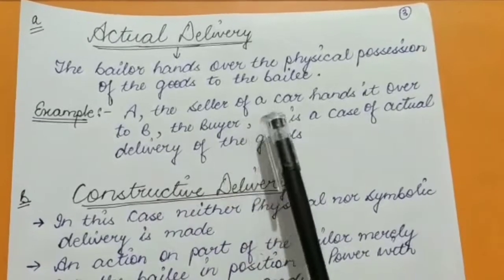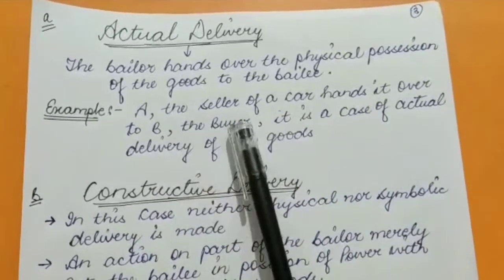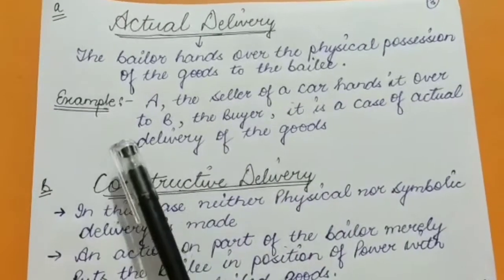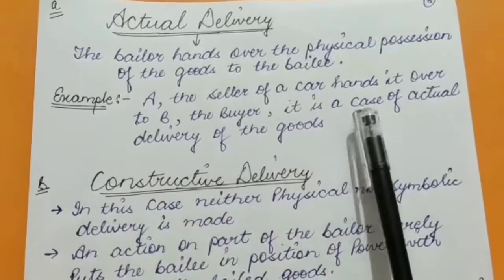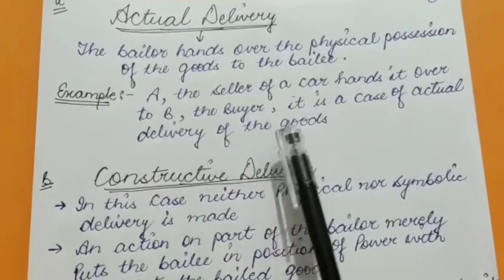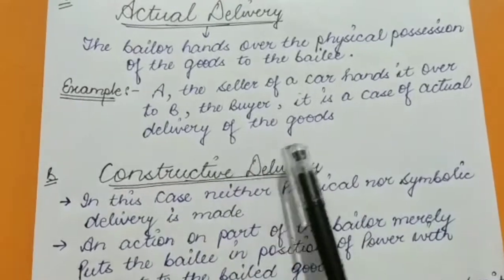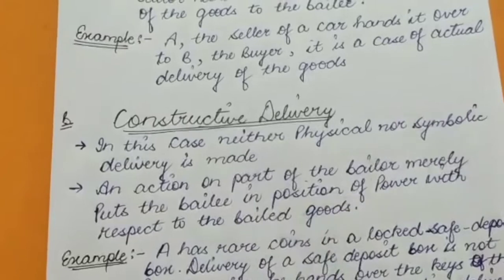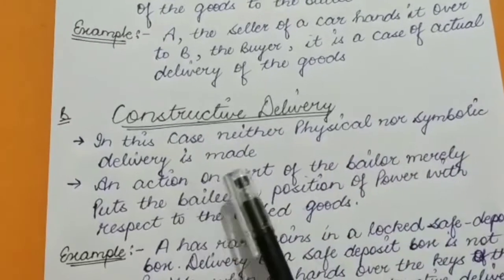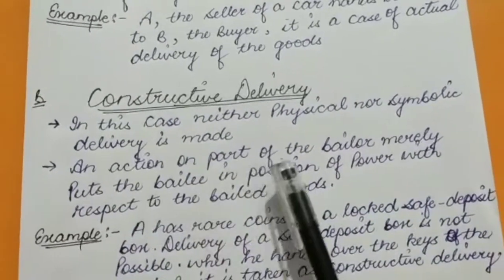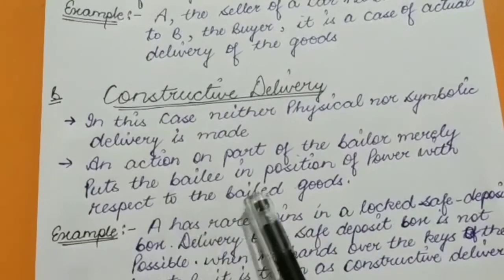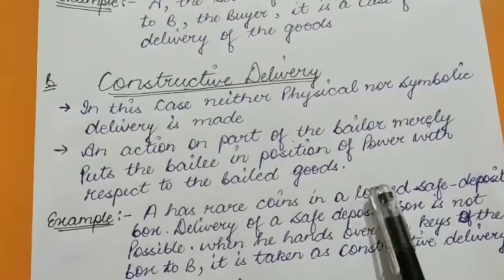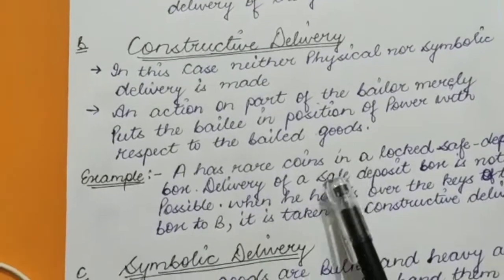In actual delivery, the bailor hands over the physical possession of the goods to the bailee. To understand this, here is one example. A, the seller of a car, hands it over to B, the buyer. It is a case of actual delivery of the goods. Second is constructive delivery. In this case, neither physical nor symbolic delivery is made. An action on the part of the bailor merely puts the bailee in possession of power with respect to the bailed goods.